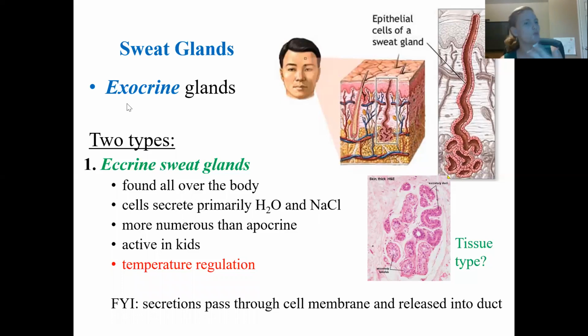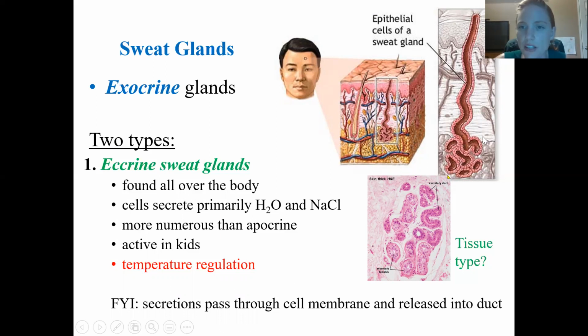So when you think of sweat, this is what you're thinking of, the sweat that comes from an eccrine gland. It's going to be watery and salty, and sometimes it's got urea in it, but mostly it's a really good thing for temperature regulation. Those are going to come from eccrine sweat glands.